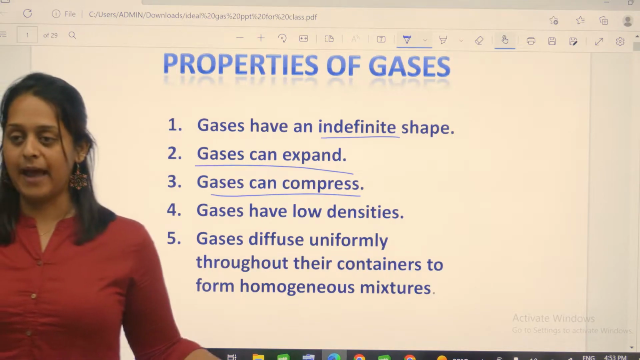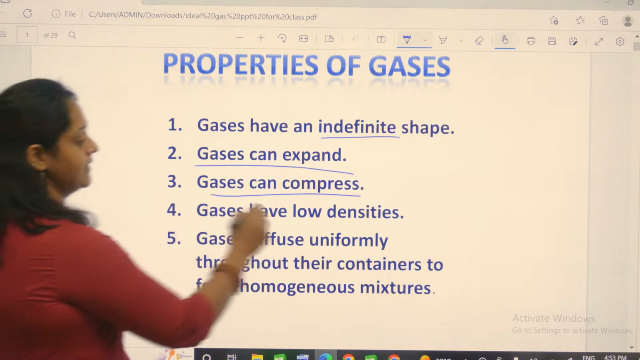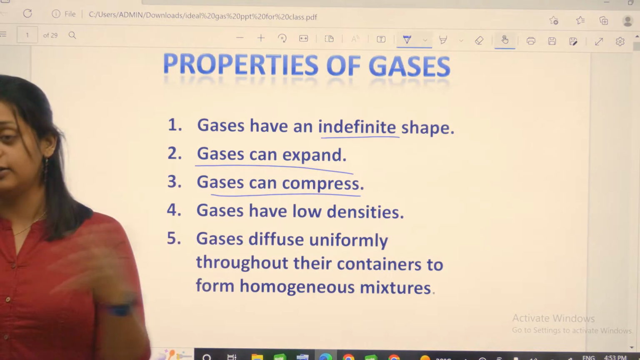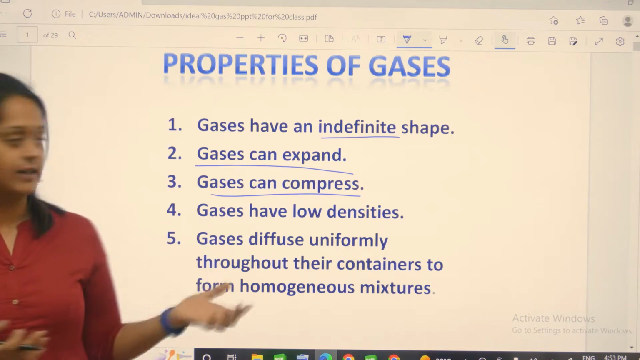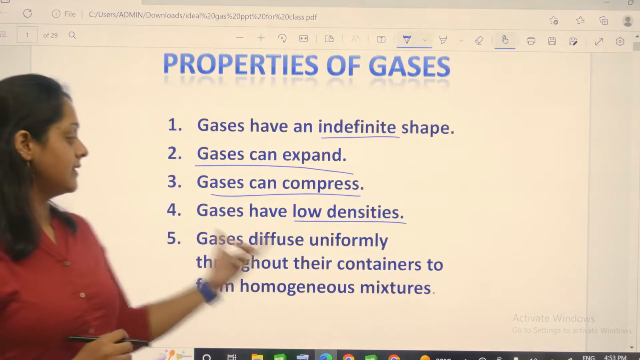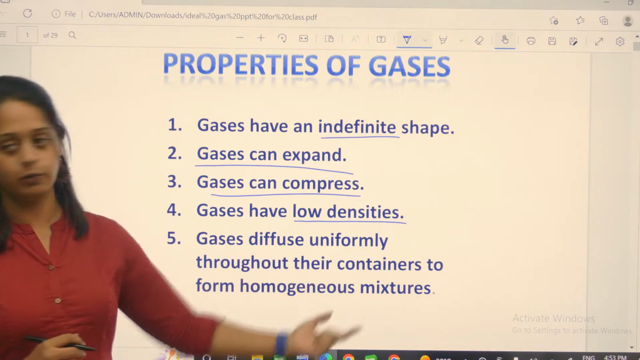So I can expand them, I can compress them as much as I want. Gases have low density as they are so far away and so much empty space is present. That's why they have low densities as well. Gases diffuse uniformly throughout the container to form a homogeneous mixture.